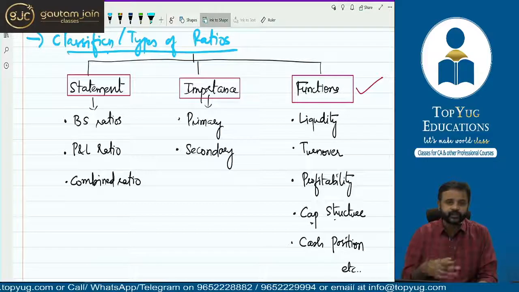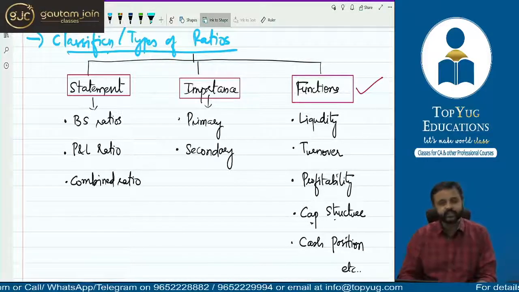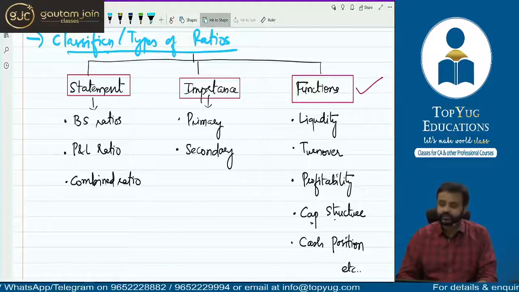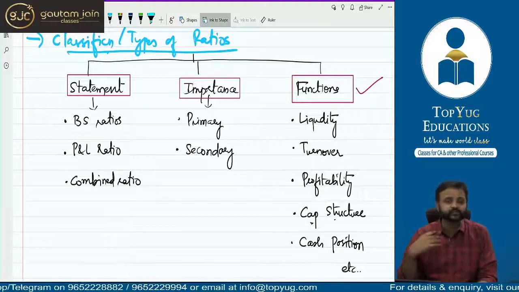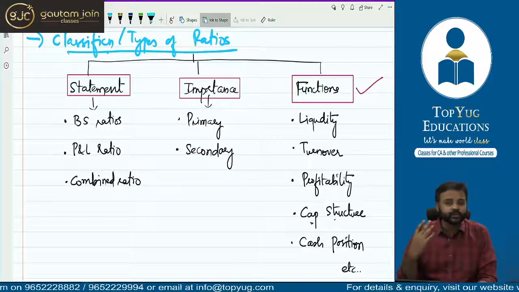Of course, primary means the main ones, secondary means the ancillary ones, right? The name itself suggests. So that way also on the basis of importance, we can divide the types of ratios. Then on the basis of functions, which is more popular, right? On the basis of functions is what people classify. Like in case of company, what is the more popular basis?